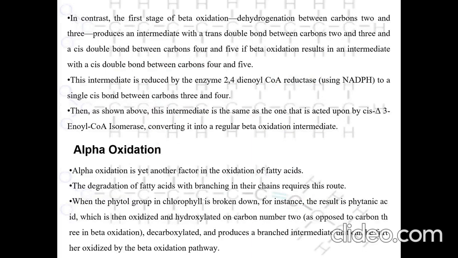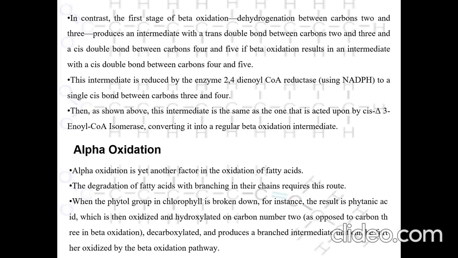In contrast, the first stage of beta oxidation, dehydrogenation between carbons 2 and 3, in the presence of a cis double bond between carbons 4 and 5 results in an intermediate with a cis double bond between carbons 4 and 5.